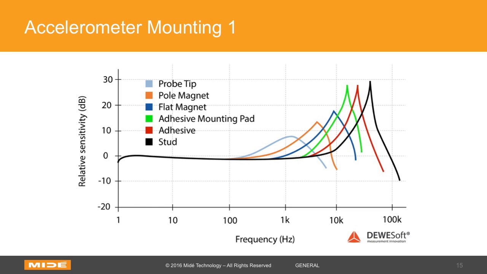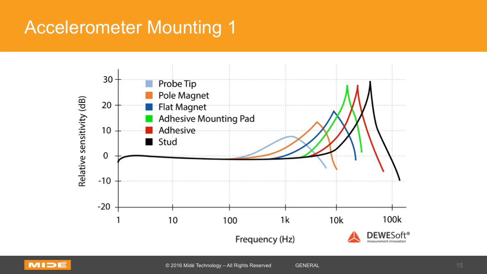There's the probe tip, which is that first blue line, that has the lowest resonance, and that's when you're actually pressing the accelerometer against the test article. If you have a pole magnet, the orange line, that's a curved magnet, you'll be a little bit higher, and then a flat magnet's even higher. And then after you get past those, adhesive mounting pad, which is like a cement type thing, or even a regular adhesive and stud mounting, they all have resonances well above 10 kilohertz. Stud mounting will basically have the max sensor response. So whatever that is, your mounting didn't influence it at all.